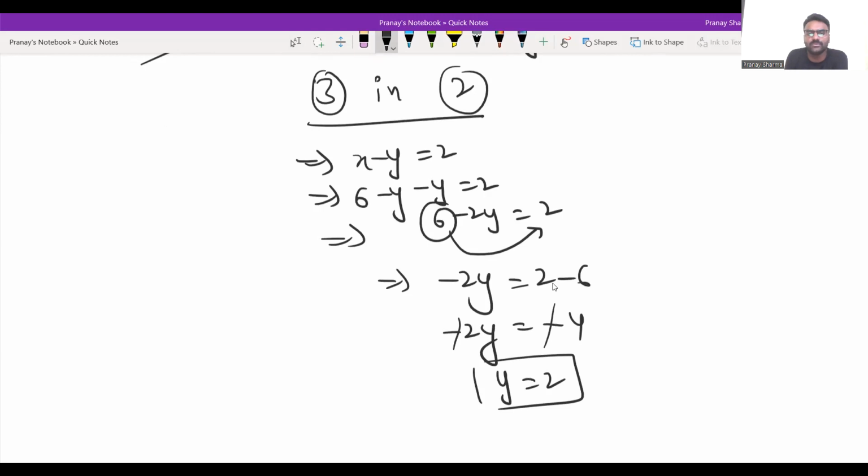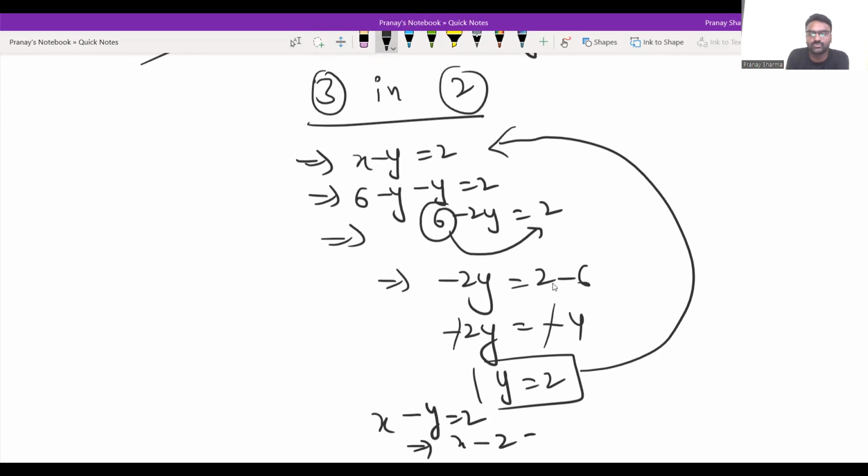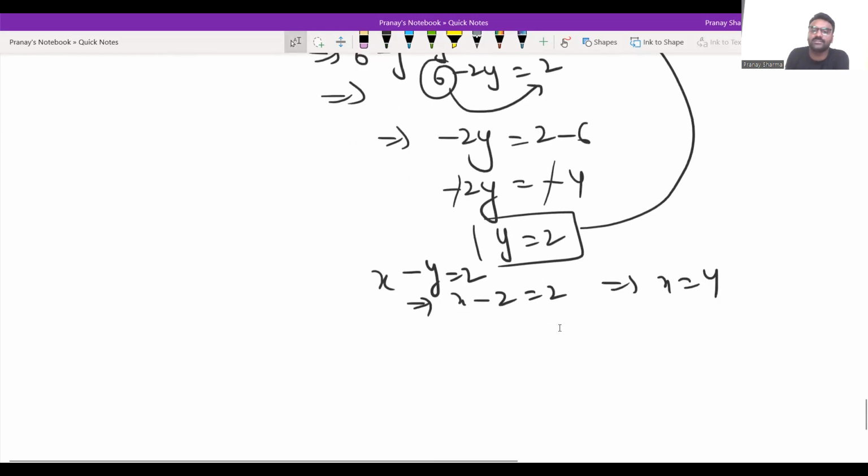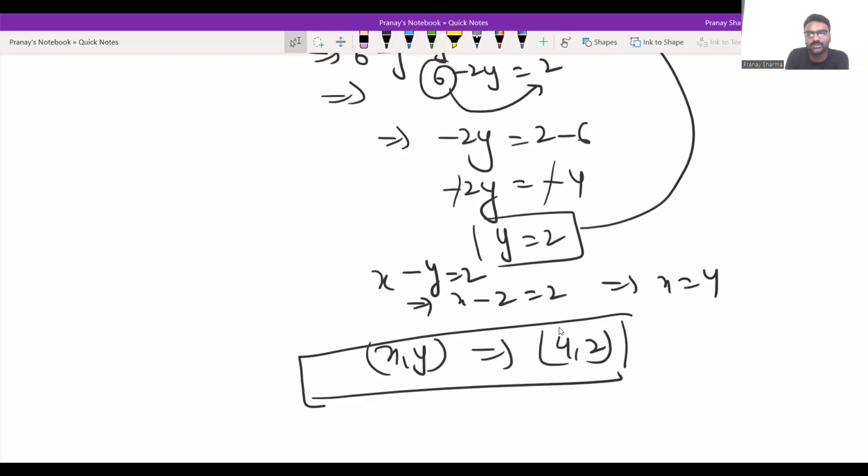Now you substitute the value of y in any equation. If you substitute it in equation number 2, you'll get the value of x calculated. So x minus 2 equals 2. That means x should be 4. And how are we representing the solution? In ordered pair, x comma y. This is going to be the ordered pair representation. So this will be 4 comma 2. This is how the solution is going to look. We first write x and then we write y.